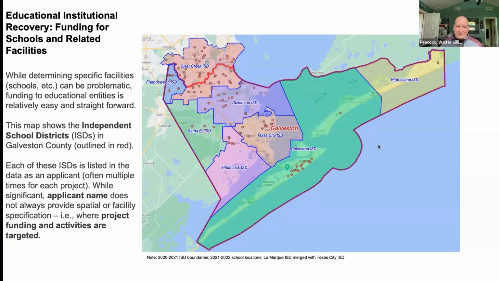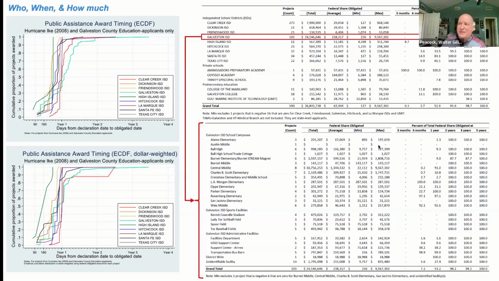To get a sense of the difficulties of trying to place where this funding is going, these are the independent school districts that are in Galveston County and straddle Galveston and Harris County. Those would be the applicants. The little dots represent the schools, so that's where the funding's going. But there are also lots that's missing here as well. Other facilities, bus depots, administrative offices, et cetera, et cetera. And so to get a full picture, you have to go through the data qualitatively.